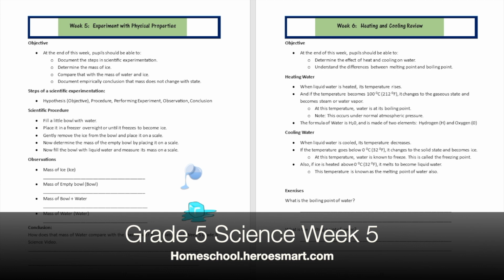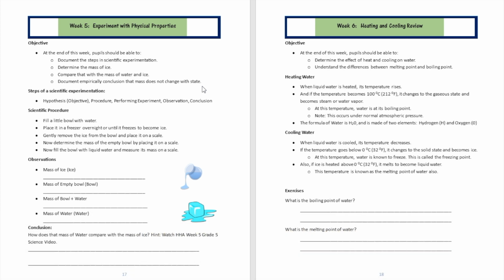Today we're going to be talking about an experiment with physical properties of matter. Last week we talked about the different properties of matter. We understand at this stage of our study that matter has 3 physical states. Every matter can exist as a solid or as a liquid or as a gas. Now let's try to use a common home experiment to prove that point.